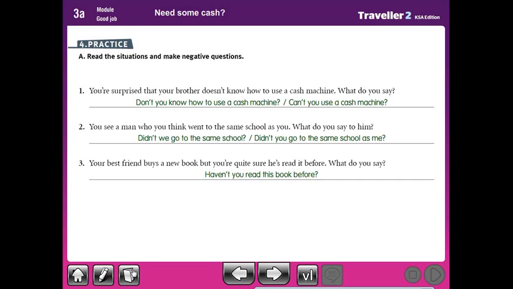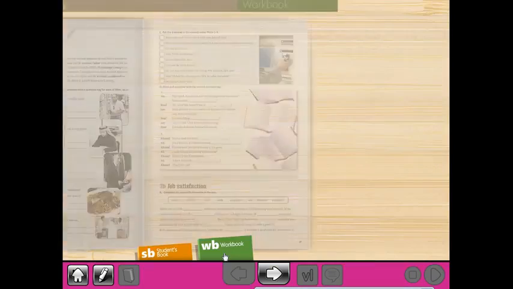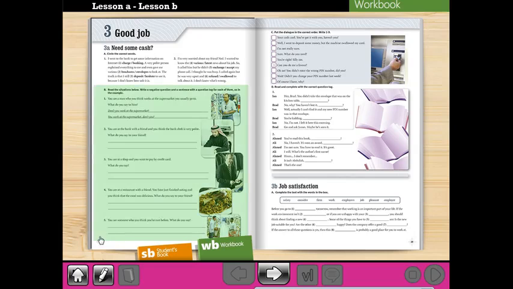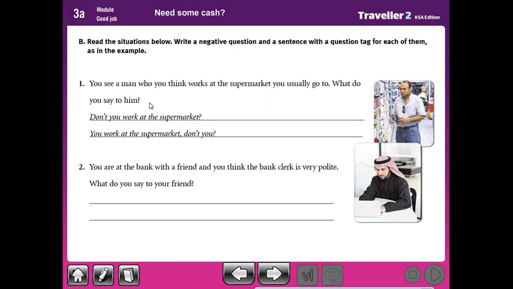Now you can find another exercise in your workbook, page 28, exercise B. Read the situations below, write a negative question and sentence, as in the example, example number 1.